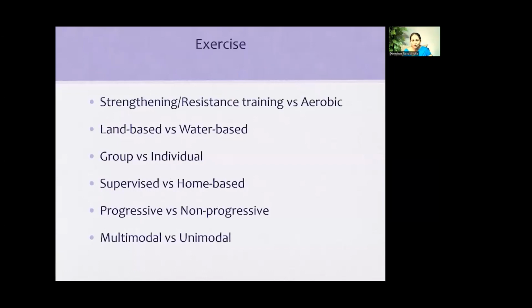patients. When we talk about exercises, we have strengthening or resistance training exercises versus aerobic exercises, land-based versus water-based, group exercises versus individual, supervised versus home-based, progressive versus non-progressive, and multimodal versus unimodal. So no head-to-head trials have been done to see which is more beneficial, but in general, land-based strengthening exercises which are supervised have been shown to be beneficial.